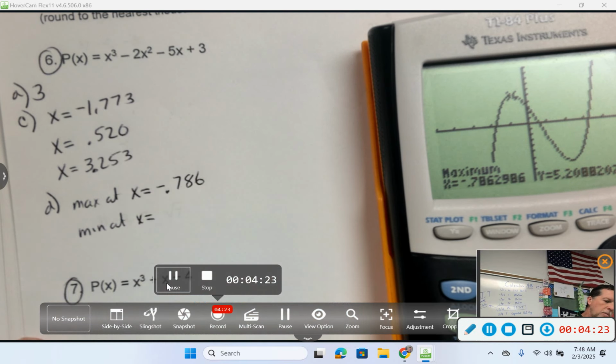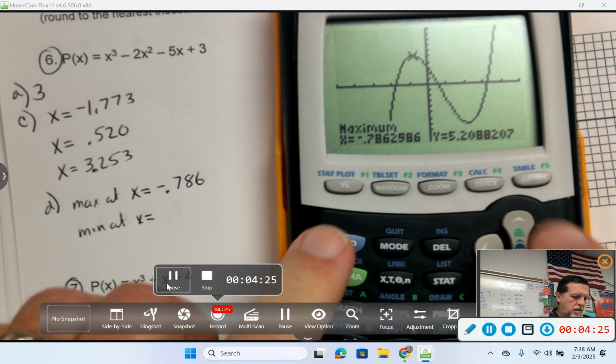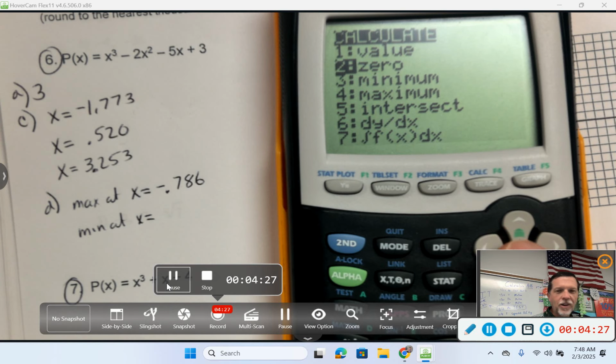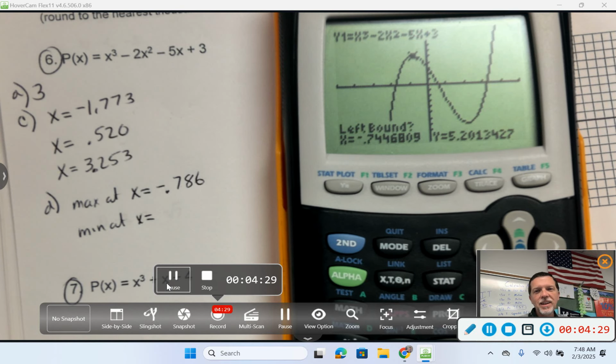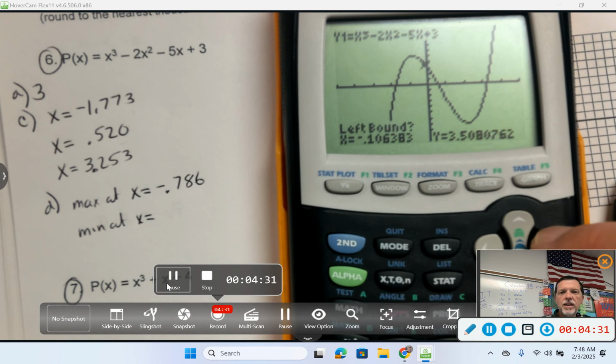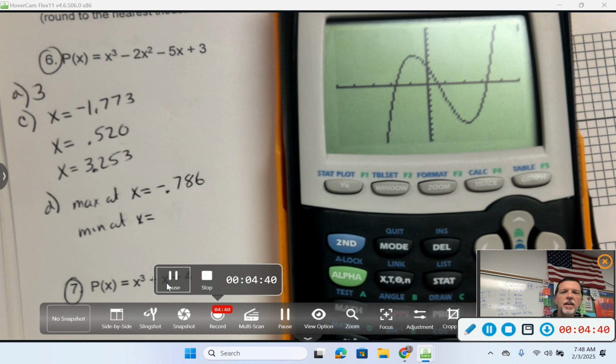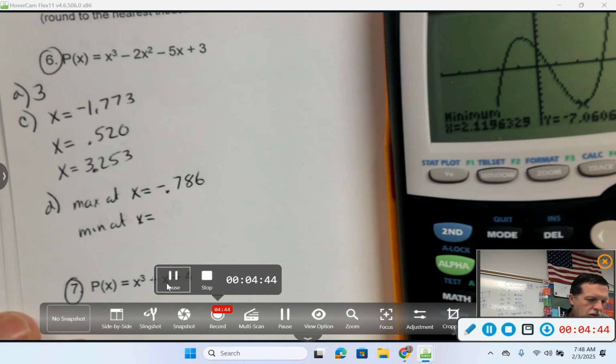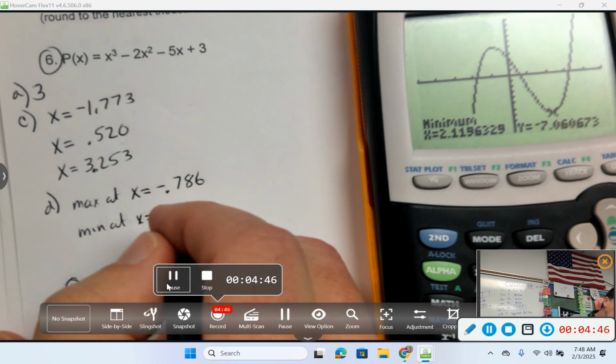And then we'll do the same thing for the min. Second calc... whoop, not calc 0. Second calc min. And then it'll walk you through how to get there. Left bound means left of the minimum. Right bound means right of the minimum. And then guess. So there's a minimum at 2.120.